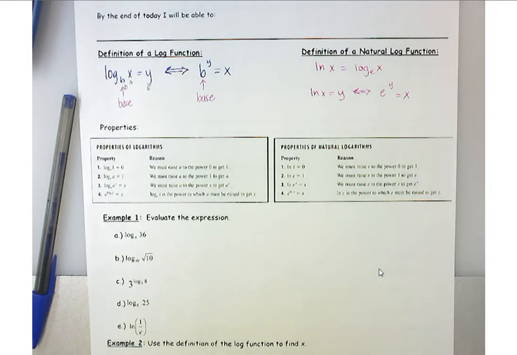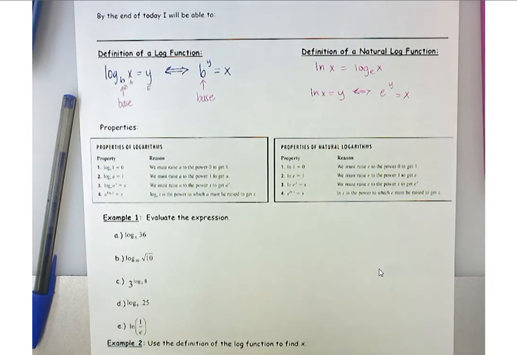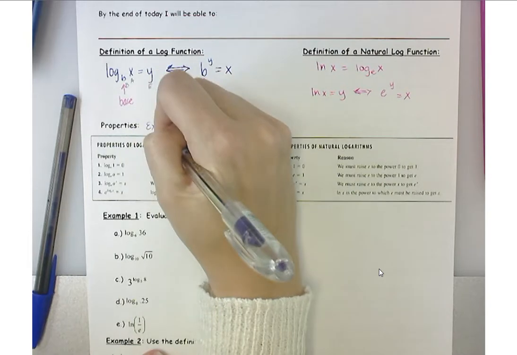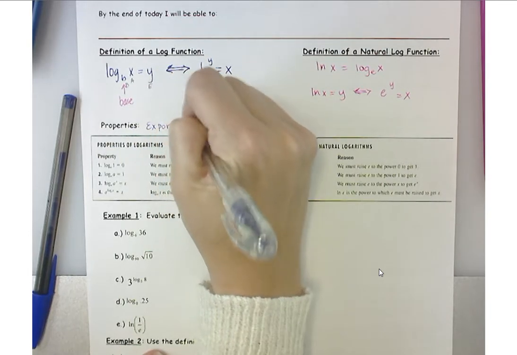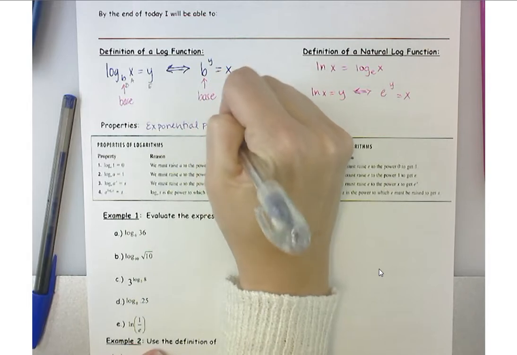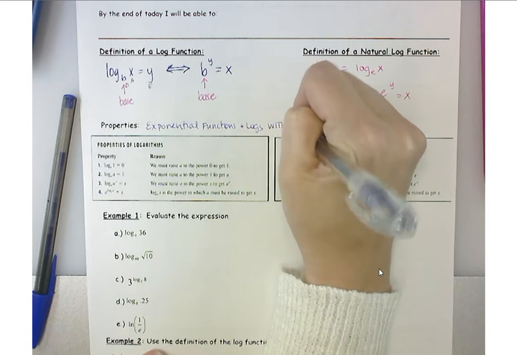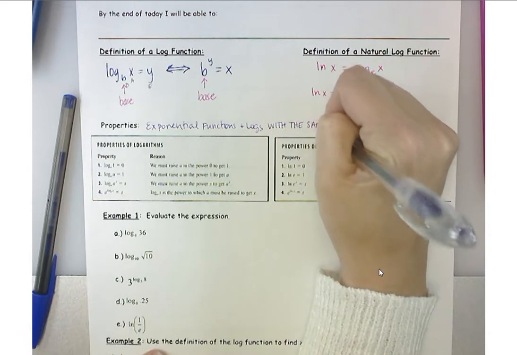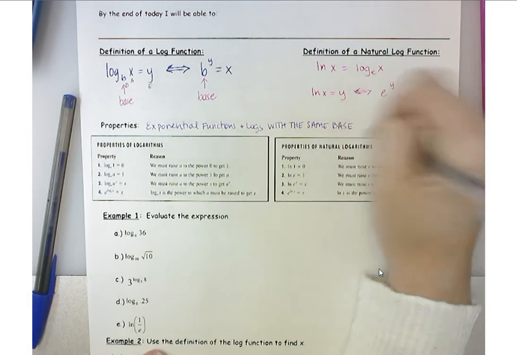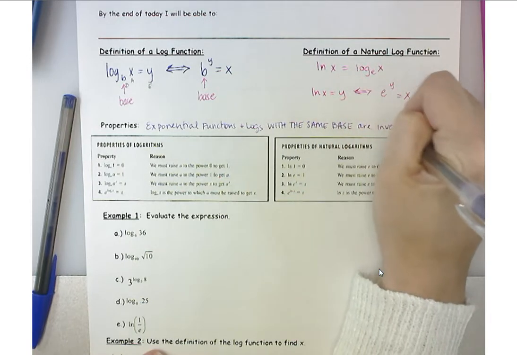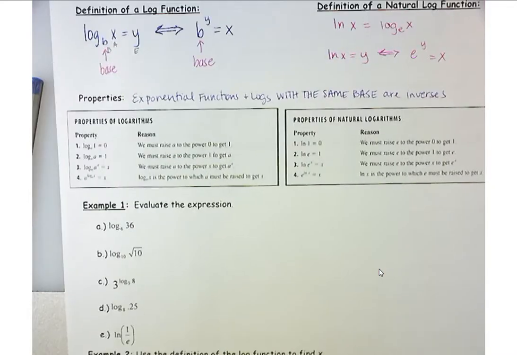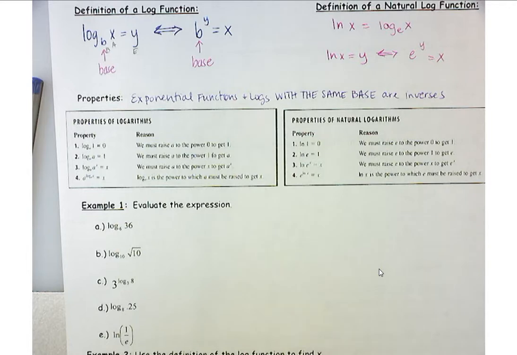Now, the relationship between logs and exponential functions is that they are, do you guys already know? Inverses. So exponential functions and logs with the same base are inverses, and it has to be with the same base. And inverses undo each other. So if they have the same base, you're going to notice that some things cancel out.